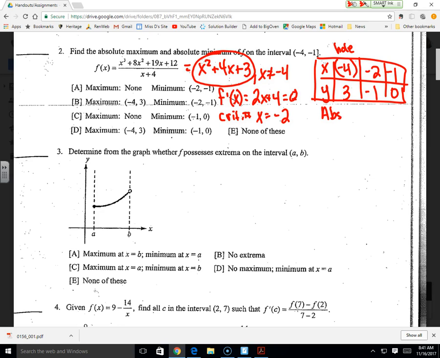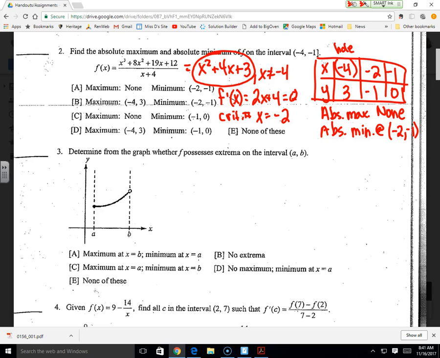There is the absolute max. But if it's a hole, no. No max. What should we see? I think it would be -2. So A? Why can't I say that there's a max? It's a hole, it's not real. It's going to be an empty circle.